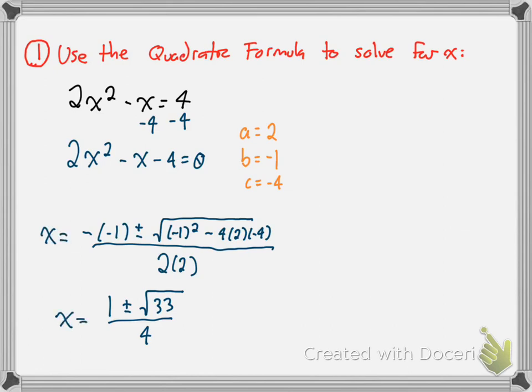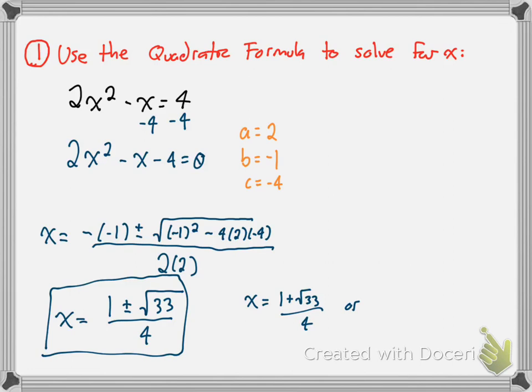So from here, I have my two x values in simplest radical form. X equals 1 plus or minus square root of 33 over 4. You could leave it this way if you want to, but if it helps you see that there's two solutions, you could also write it like this, or like this. And you're done.